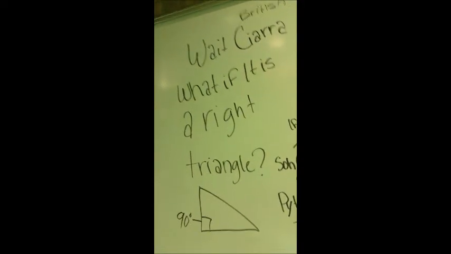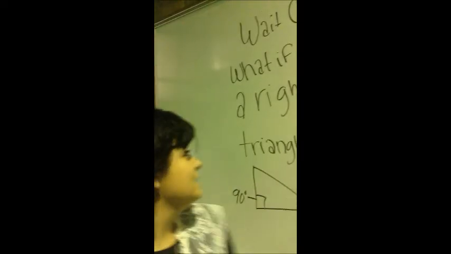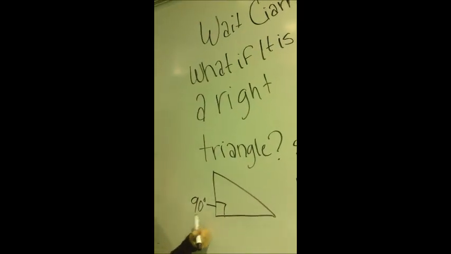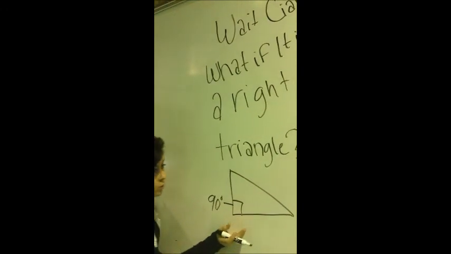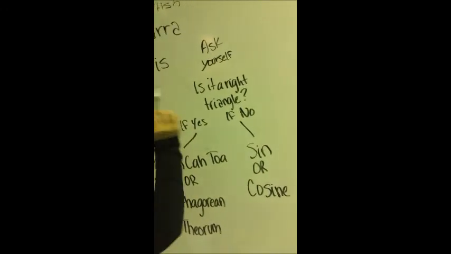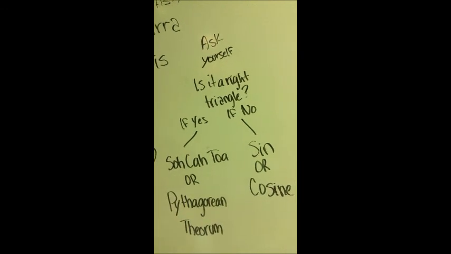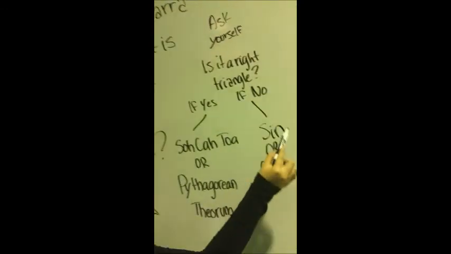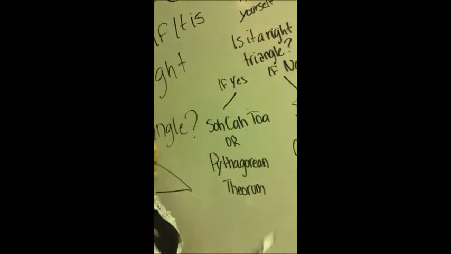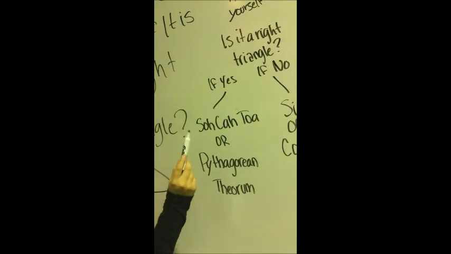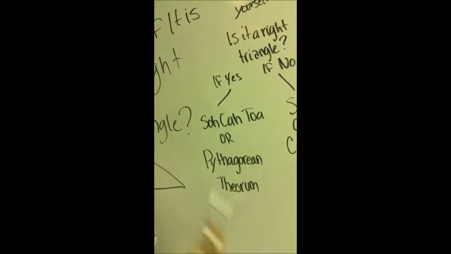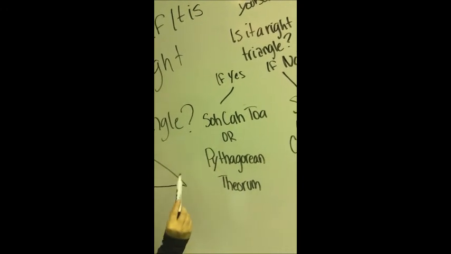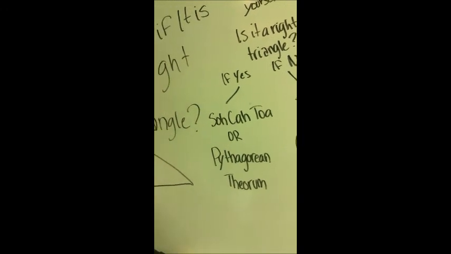What if it is a right triangle? Well, if it is, in fact, a right triangle, it will have a 90-degree angle in one of the bottom corners. Now, you ask yourself, is it a right triangle? If no, we utilize what we did before, sine or cosine, and you can input that into your calculator. If yes, you can utilize SOHCAHTOA, which we will review briefly, or Pythagorean theorem.